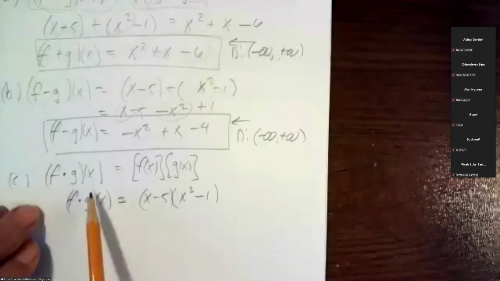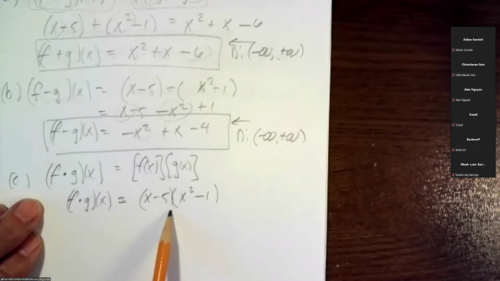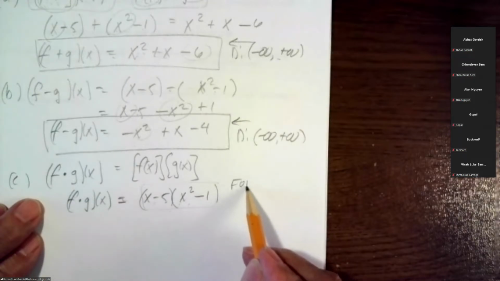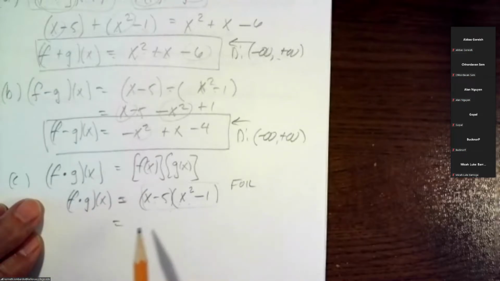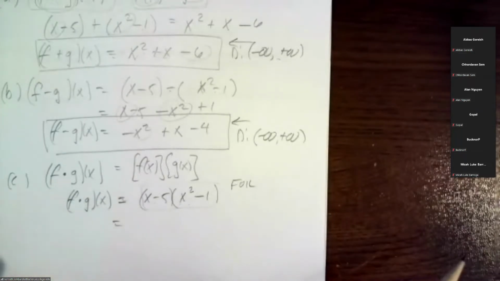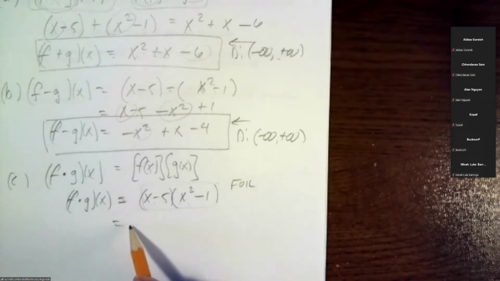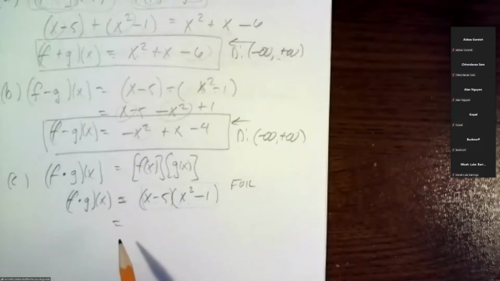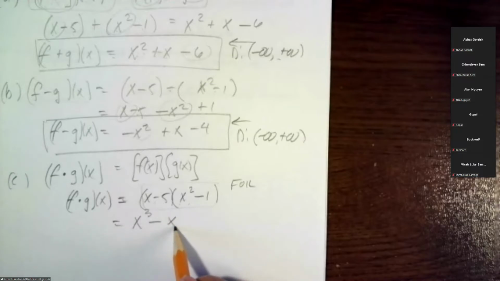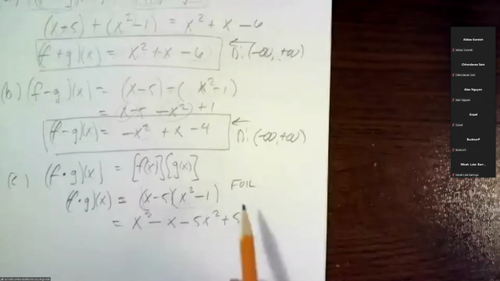Now, if this is the first time you've seen these kinds of problems, it's going to take you longer. But you have done this before. This binomial times this binomial. And we foiled that, didn't we? So what did you guys get when you foiled x minus 5 times x squared minus 1? What did you guys get on that? I have an answer. Go right ahead. Okay, so I got x cubed minus 1x minus 5x squared plus 5. Okay, anybody else?